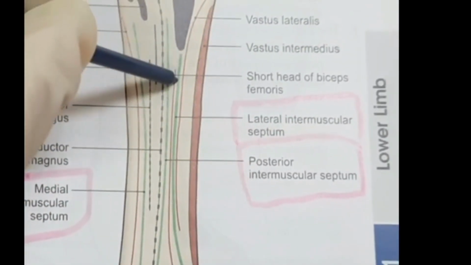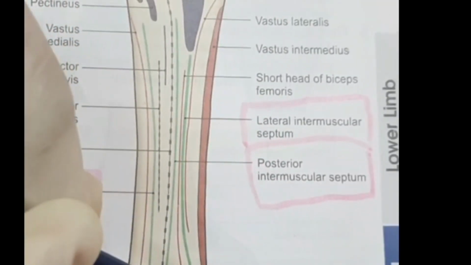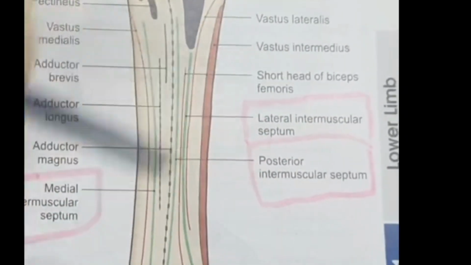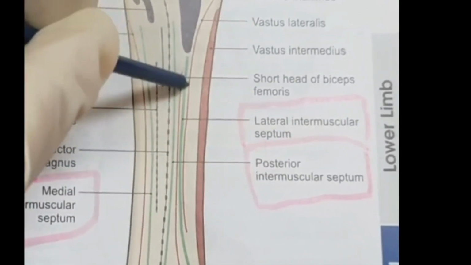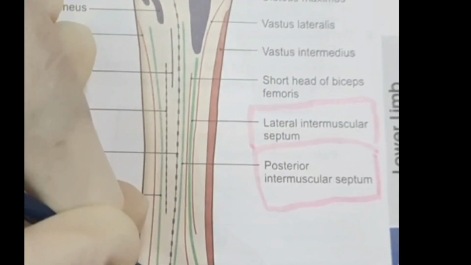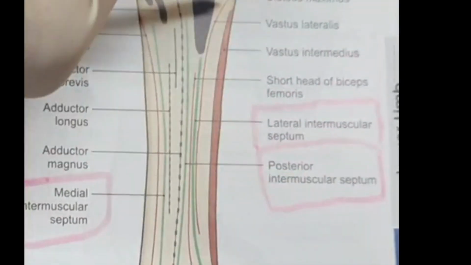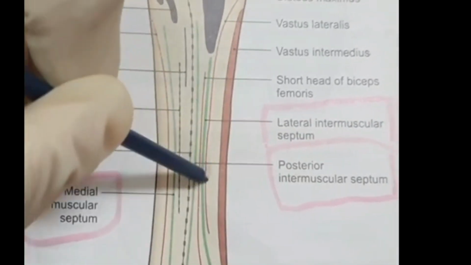Then there will be short head of biceps, that is the muscle of posterior compartment. It will join with the long head of biceps. Then there will be lateral intermuscular septa that will separate posterior compartment from the lateral compartment. And then there will be vastus lateralis muscle attachment.